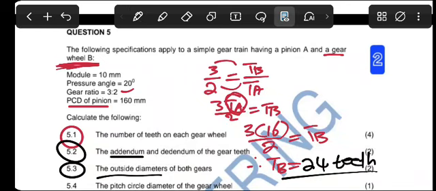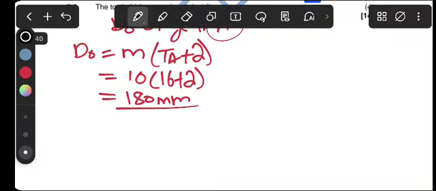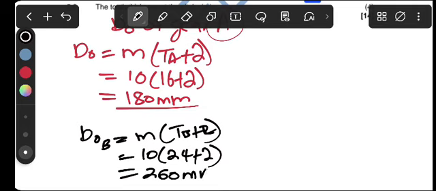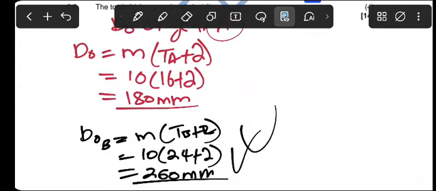Alright, since we have this, now we can find the outside diameter of each. Outside diameter of what? Of P. We have modulus multiplied by the teeth of P plus 2. The modulus is 10, and the teeth is 24 plus 2, which is 26, multiplied by 10. This will be 260, obviously millimeter. This is what we have so far.